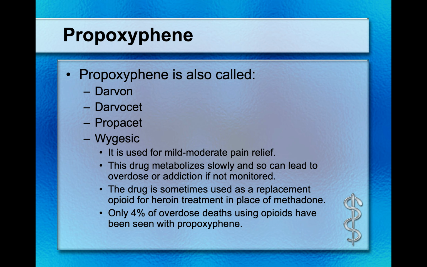Propoxyphene is also called Darvon, Darvocet, Propacet, and Wygesic. It is used for mild to moderate pain relief. This drug metabolizes slowly and can lead to overdose or addiction if not monitored. The drug is sometimes used as a replacement opioid for heroin treatment in place of methadone. Only 4% of overdose deaths using opioids have been seen with propoxyphene.